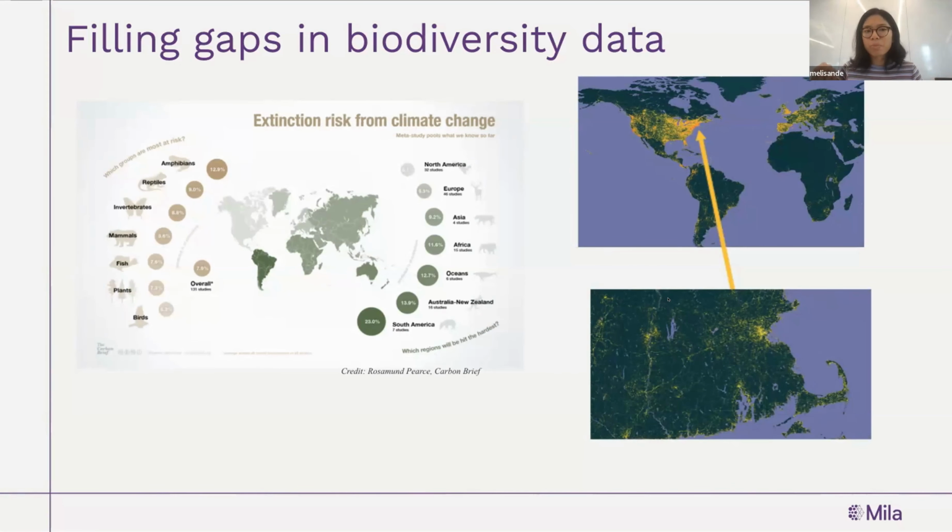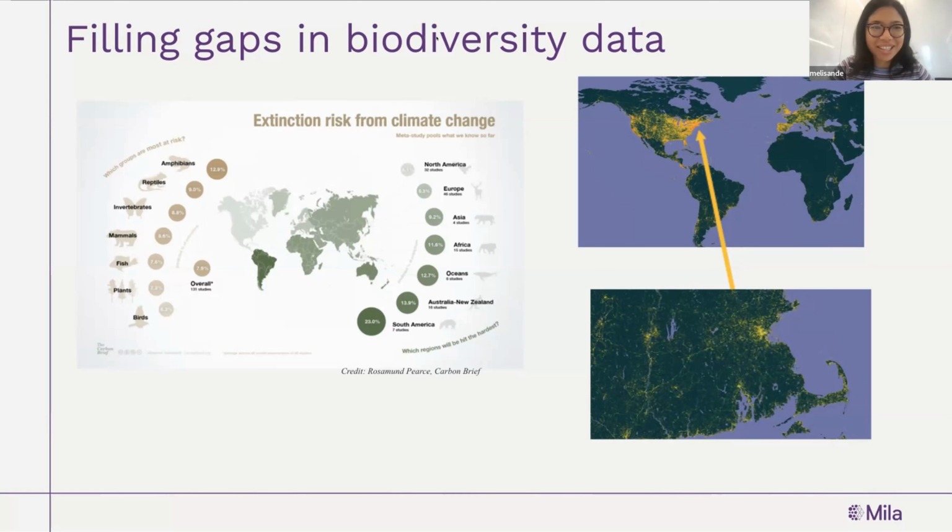So why is it so important to fill gaps in biodiversity data? Well, if you want to be able to take action and guide conservation policies, then it is important to understand what the current state of biodiversity is and where species are found in order to guide conservation decisions.